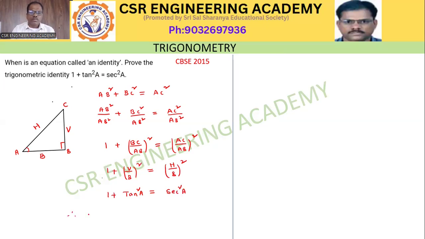Therefore, 1 plus tan square A is equal to secant square A. Hence, proved.